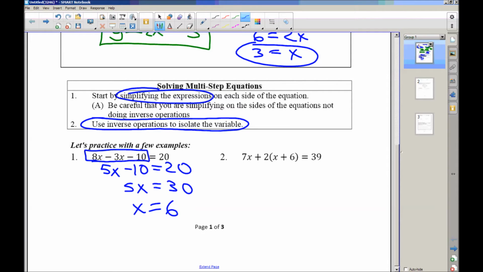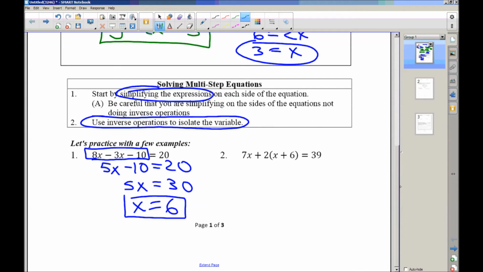Now, I do not require checks to be shown, but it is a good habit to get into of showing or practicing on the side of the paper just to make sure you got it right. So a check for this really should be like this. 8 times 6 minus 3 times 6 minus 10 equals 20, question mark. And then you work it out. So 48 minus 18 minus 10 equals 20, question mark. 48 minus 18 is 30, and 30 minus 10 is 20.